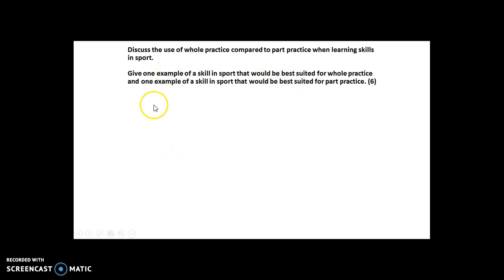So this is now your final application. If you pause the screencast now, can you first of all see whole, part, whole and part? Can you remember the memory method? Can you write that down here? And then can you translate it into answers that you think will give you 6 marks? Remember, this asks for a skill in a sport that could be used for each of these types of practices. So have a go at it and see how you go.